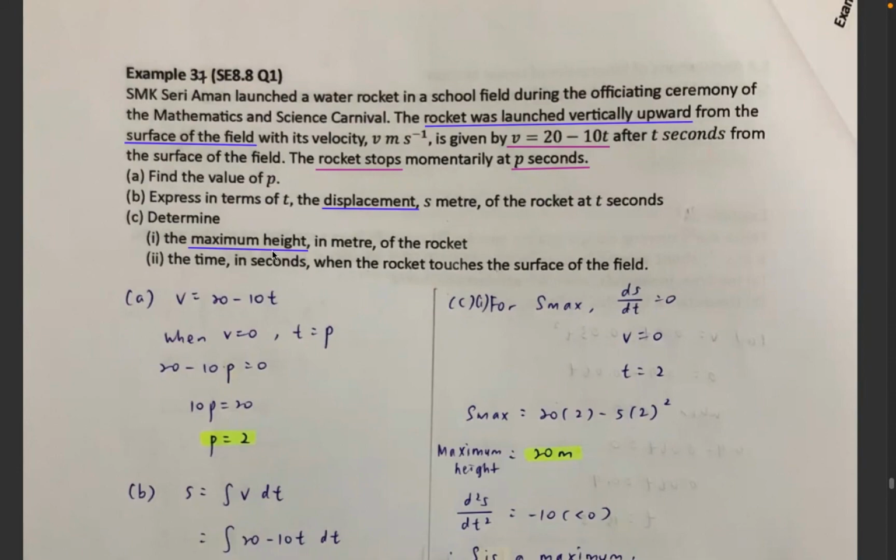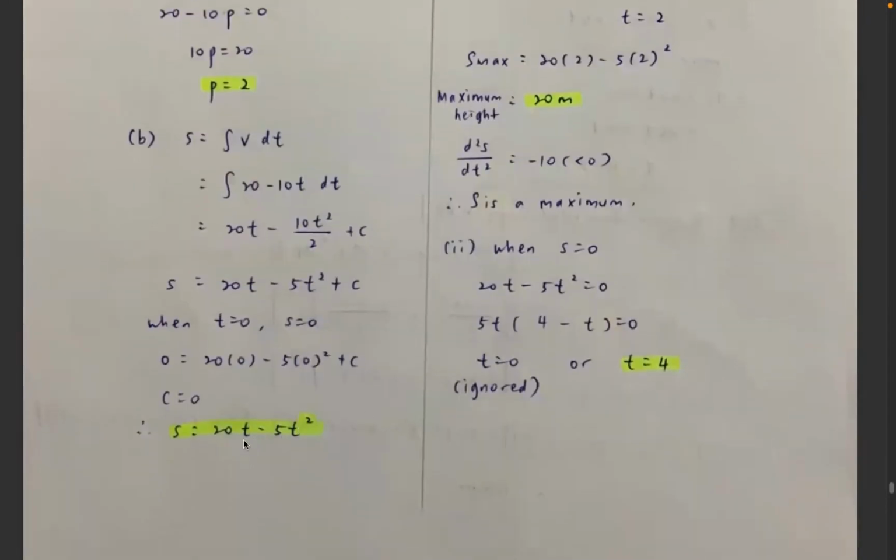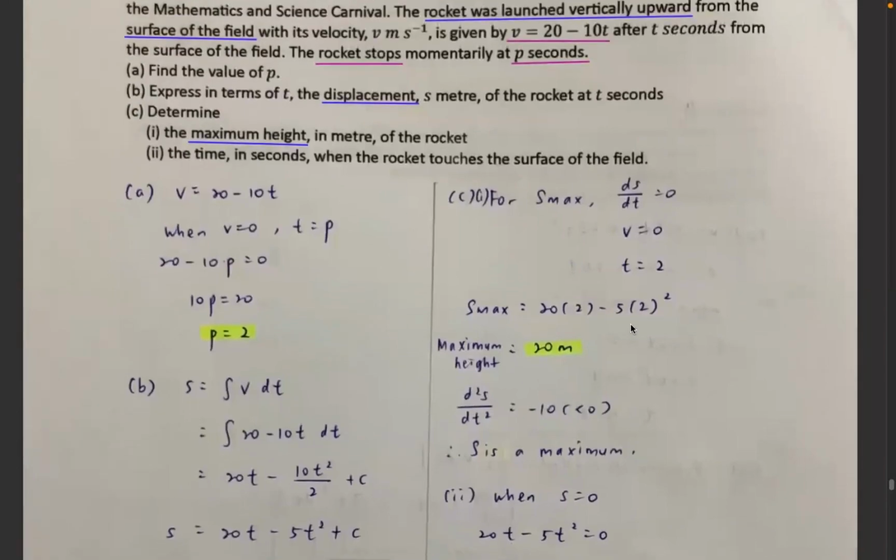So to get back the value of maximum height, I substitute t equals 2 into the displacement function. So here we sub 2, here we sub 2. Then we have answer maximum height equals 20 meters.